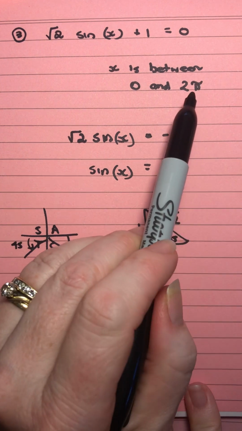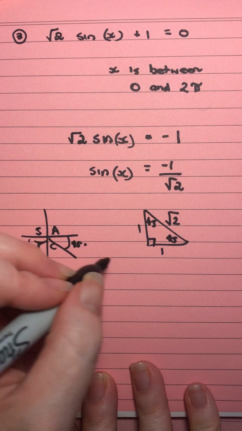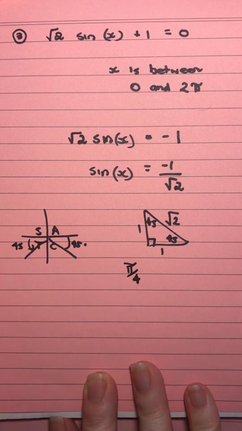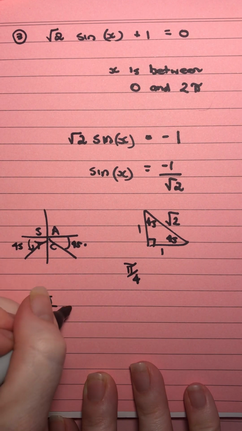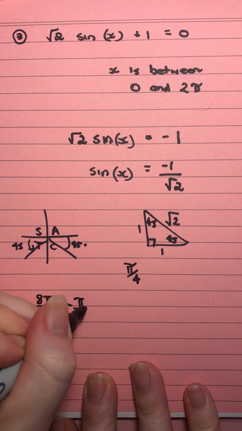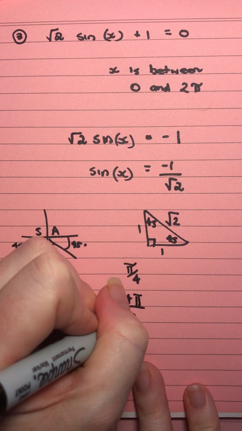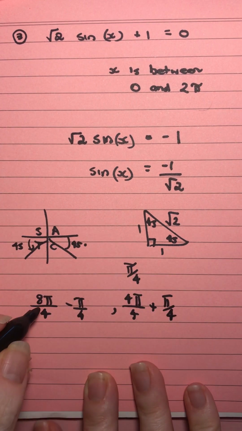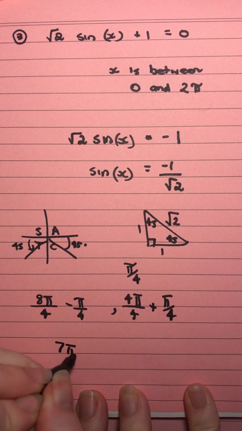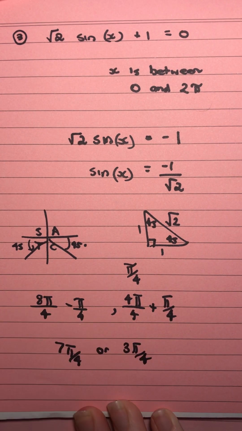Now, I've been given my domain in pi, so I want to work in pi for that. So I know 45 is pi on 4. So I've got either 8 pi on 4, which is my 2 pi, take away pi on 4, or I've got my 4 pi on 4, which is the same as pi, and I'm adding pi on 4 to that. So that means my answers are going to be 7 pi on 4 or 3 pi on 4.